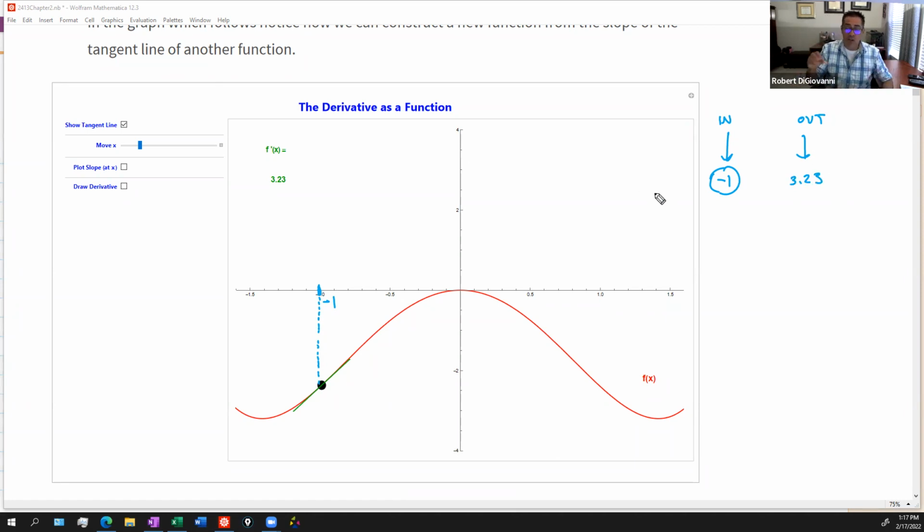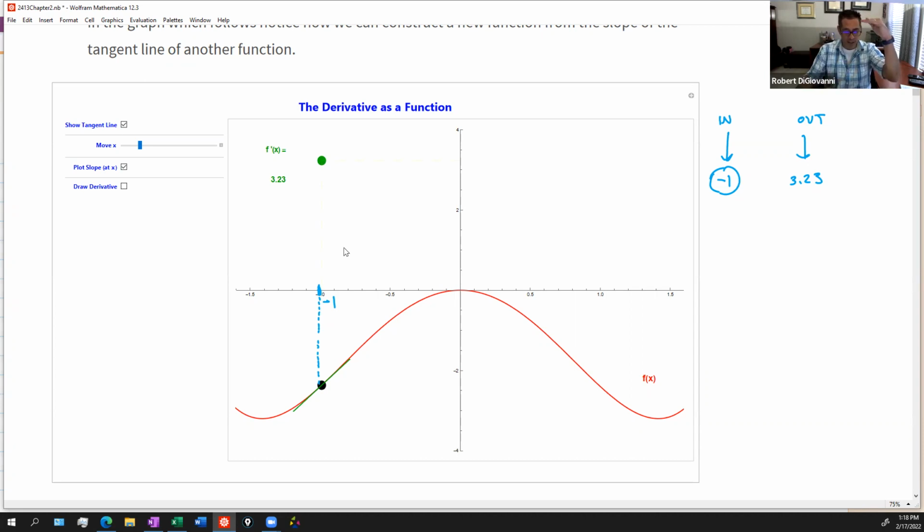So this new function has an input and output, and I can plot that input and output as a point on this grid. Here's the point. You see it right here? It has the input of -1, and the output is 3.23. Yes? This green dot is raised up 3.23 units. That's how high that point is.